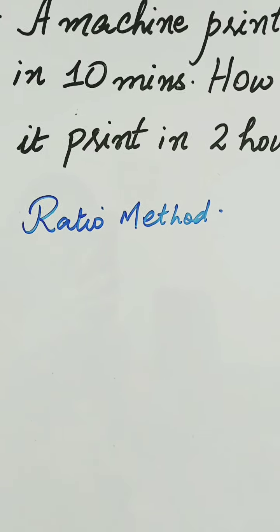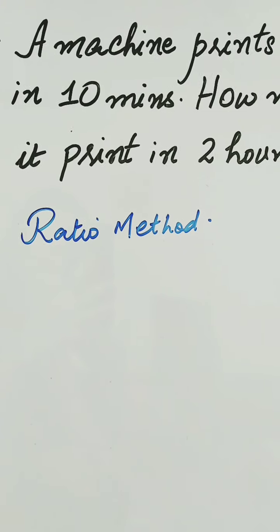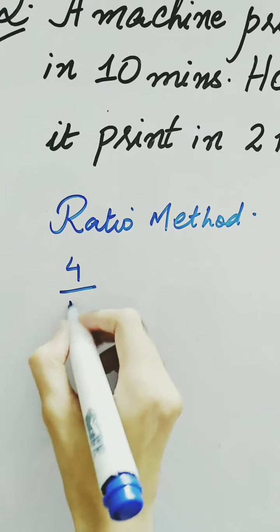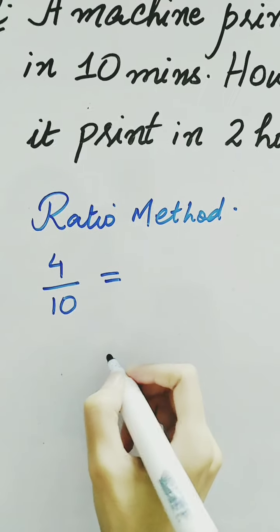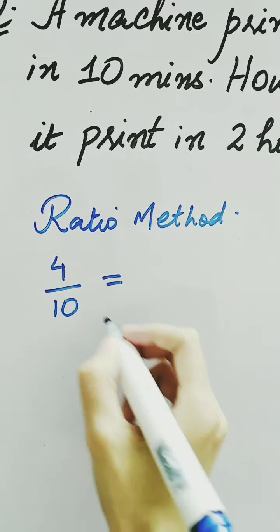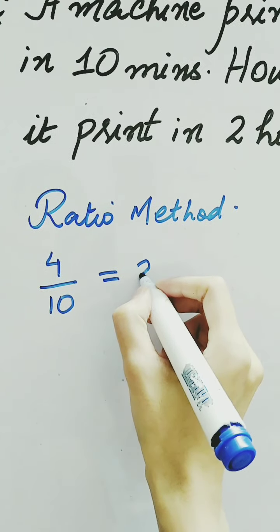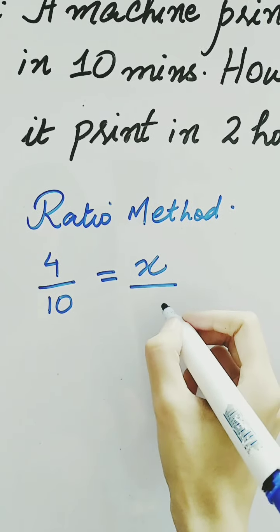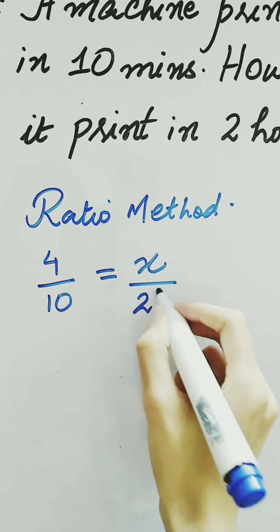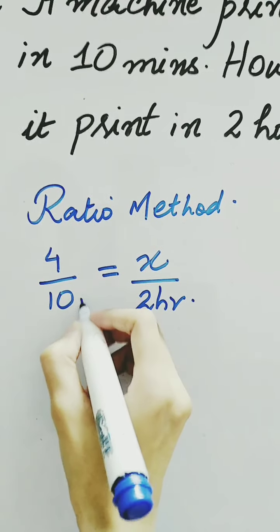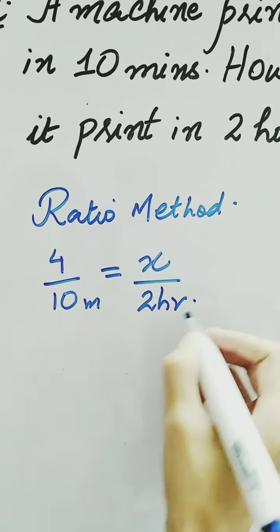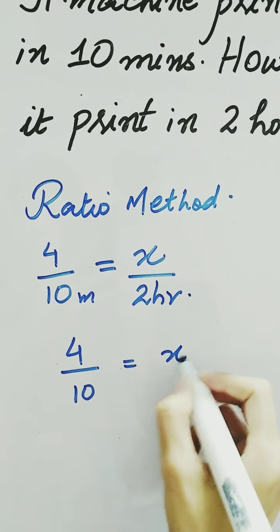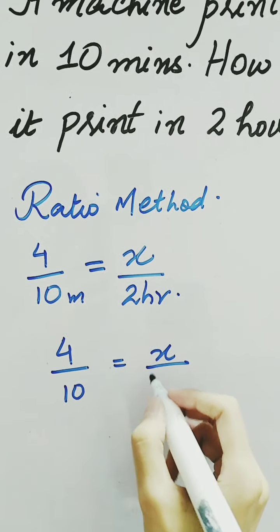Now let's start solving this question first with the help of a ratio method. In ratio method, we are going to directly equate the two things, like here a machine is printing 4 books in 10 minutes. Now how many will it print in 2 hours? We don't know the number of books, so we take x here, which is the number of books, and 2 hours as it is. Now here 10 is in minutes and 2 is in hours, so we have to convert 2 hours into minutes, which becomes 120.